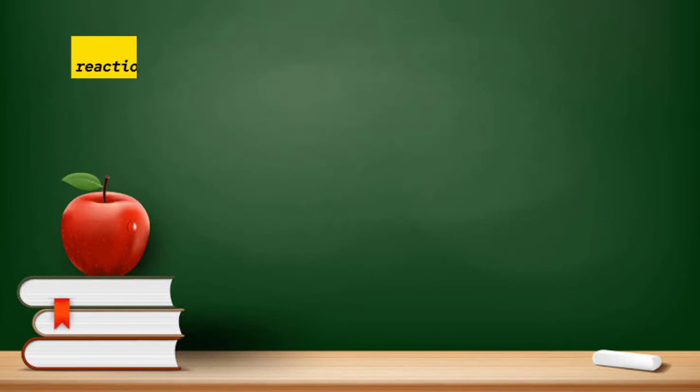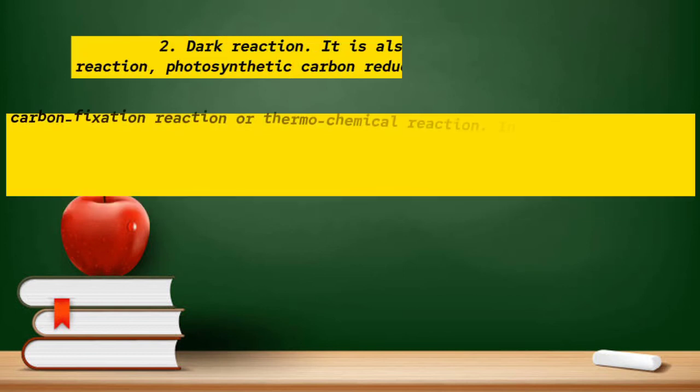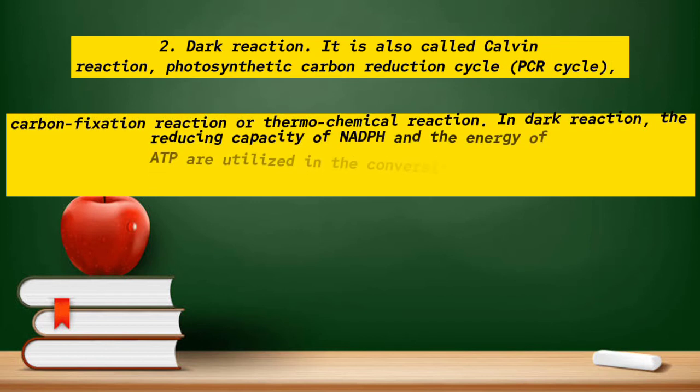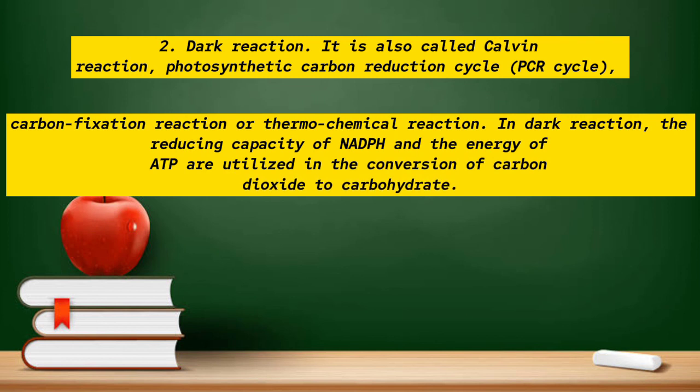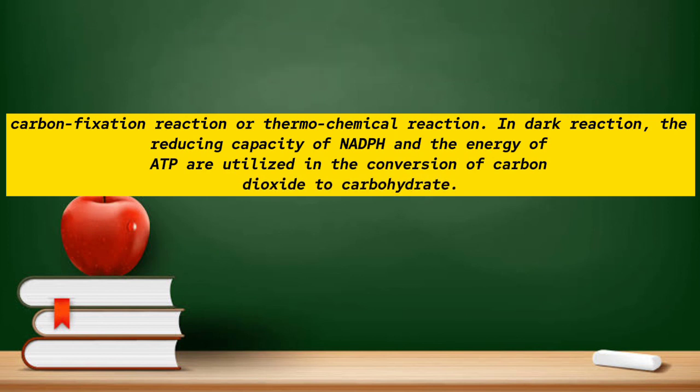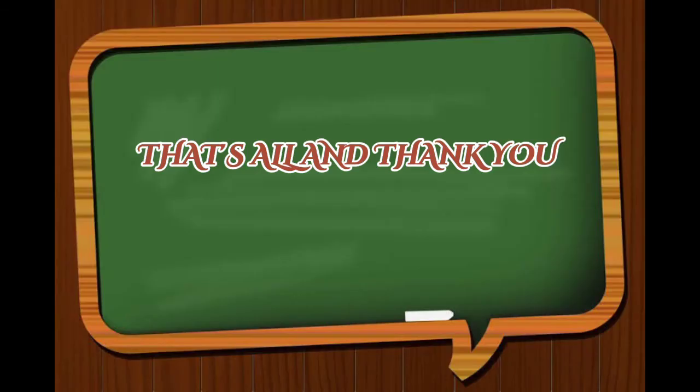Number 2. Dark reaction. It is also called Calvin reaction. Photosynthesis, carbon reduction cycle, PCR cycle, carboxylation reaction or thermochemical reaction. In the dark reaction, the reducing capacity of NADPH and the energy of ATP are utilized in the conversion of carbon dioxide to carbohydrates. That's all, and thank you.